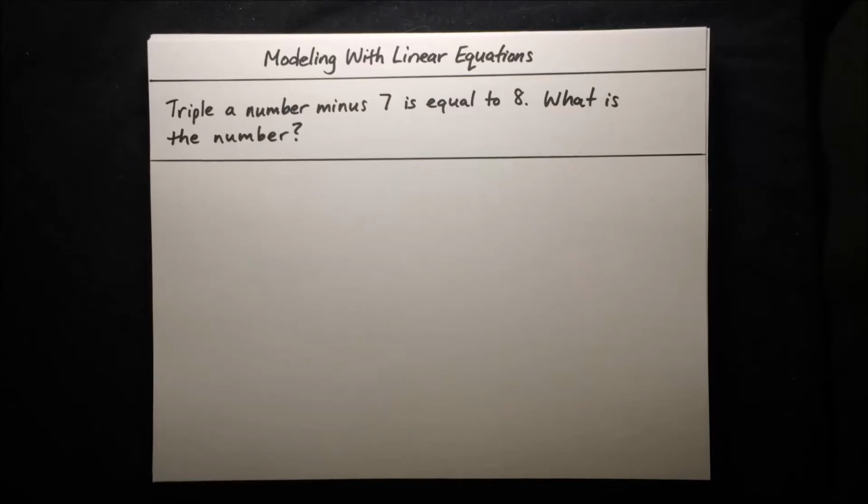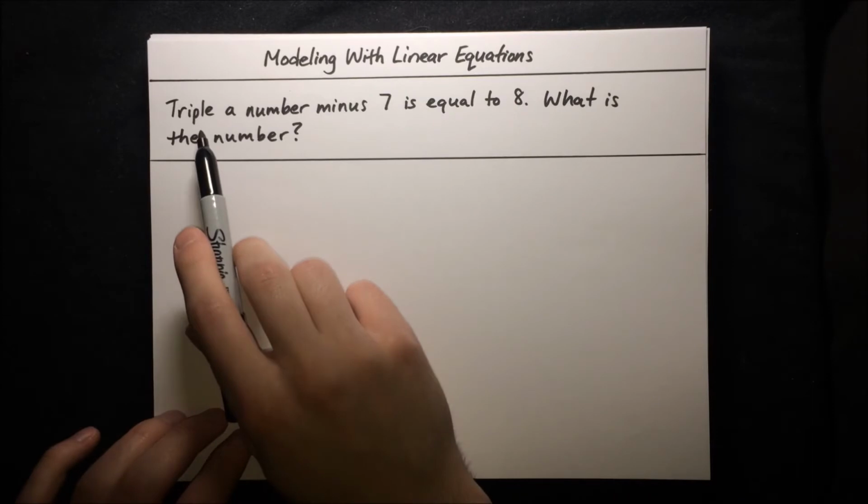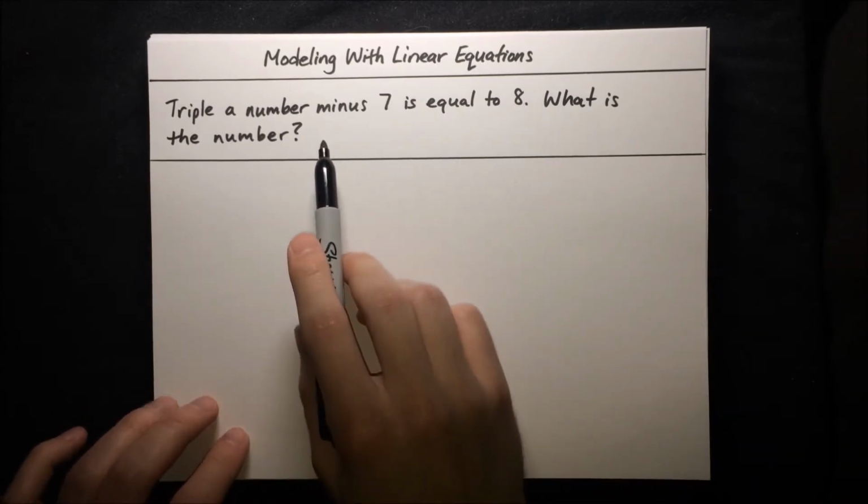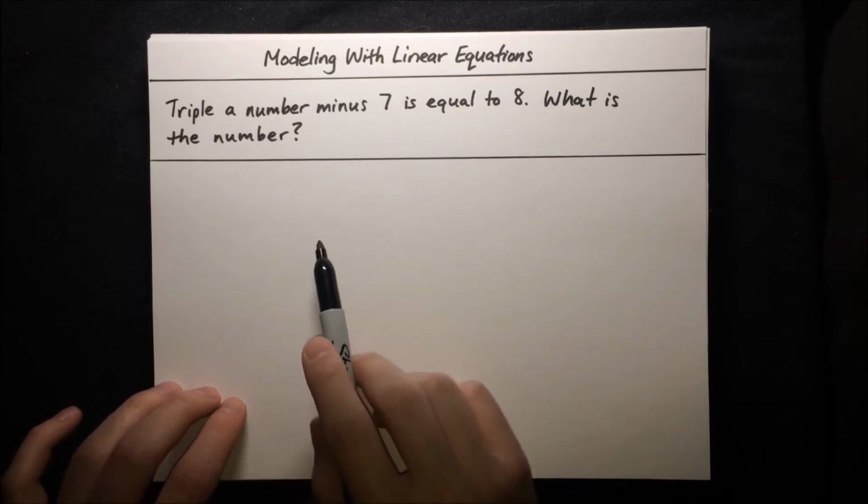In this video, we're going to learn how to model with linear equations. So first question here, triple a number minus 7 is equal to 8. What is the number? Well, why don't we set up a linear equation to solve this?